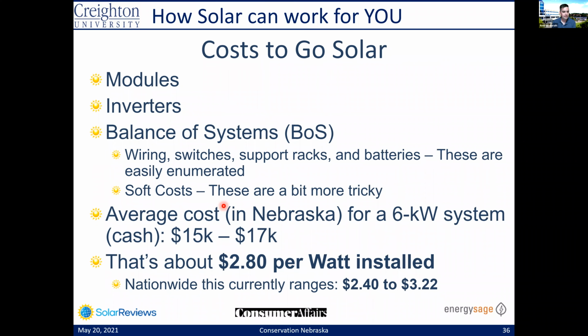So if you're wondering, the average cost in Nebraska right now for a 6 kW system, which is about the average size for a home, is about $15,000 to $17,000 if you're paying cash. Of course, that's going to go up a little bit if you're taking that out on a loan. And there are a variety of other strategies to actually get a solar array, like leases and power purchase agreements. Again, prices have plummeted about 80% in the last 10 years. So this is about $2.80 per watt installed. So you can kind of see what it would take if you went a little bit higher or a little bit lower. And nationwide, this currently ranges from about $2.40 to $3.22. So we're smack dab in the middle in Nebraska for the cost of installing solar.